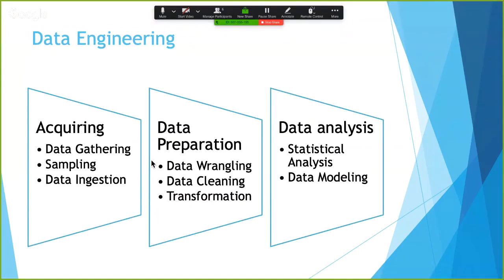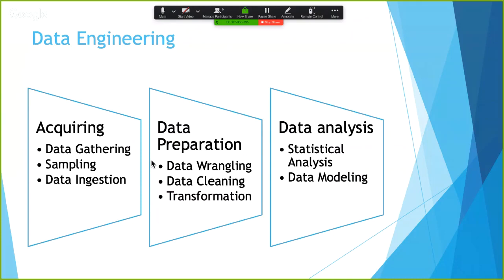Now I want to talk about the second part of our discussion, which is about data. Whenever we are talking about any kind of data engineering, I assume people who have signed up are more interested in data engineering. Any data engineering project or work always requires a few steps. One is acquiring, second is preparation, last is the analytics part. Acquiring is data gathering and sampling, data preparation is usually data wrangling, and then you have analytics, which is your statistical analysis.